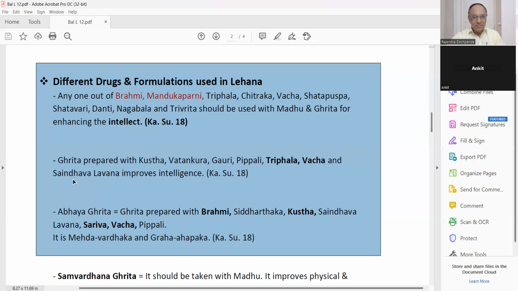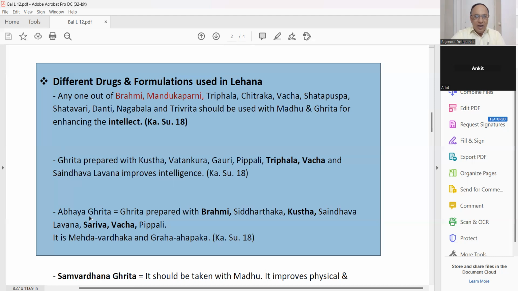Write down this reference. Next, Ghrita prepared with... What does it mean? When any Ghrita is processed, sanskarit, that is called a medicated ghee. So that ghee is prepared from Kushtha, which also acts on the brain. Then Vatankur for regeneration, Gauri, Pippali for lung tonic, Triphala as an overall body tonic and anti-aging, Vacha as stimulant, Saudhnya Prabodhana, and Saindhava Lavana for the catalytic effect, fast action, and Strotobhedana. Medicines will go into the micro channels when we use Saindhava. So this will also improve the intelligence.